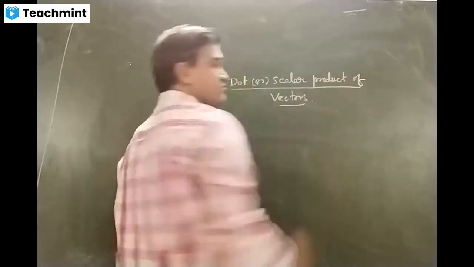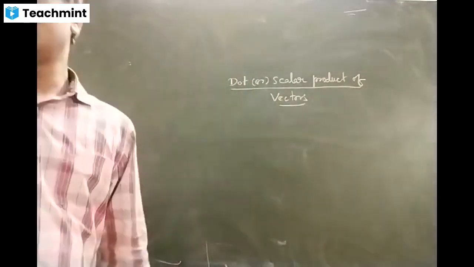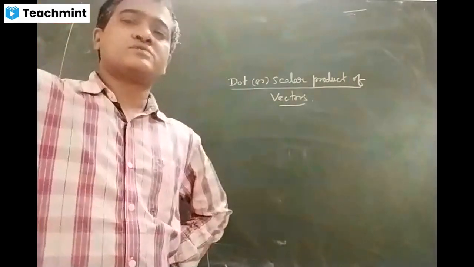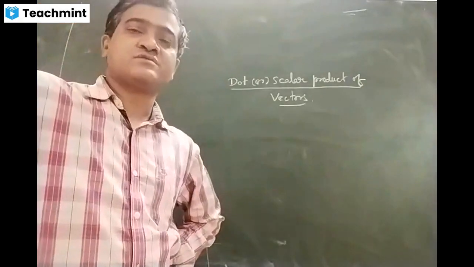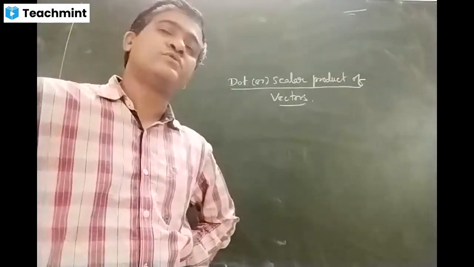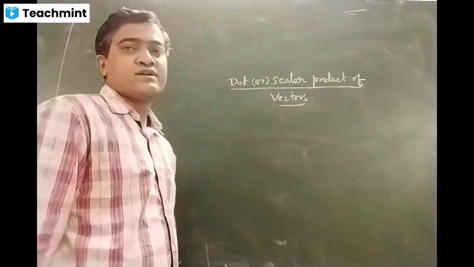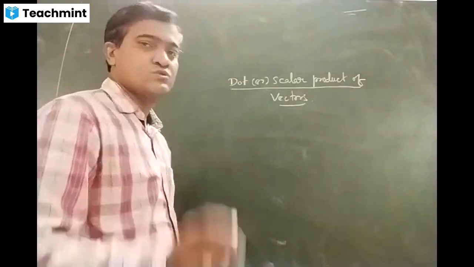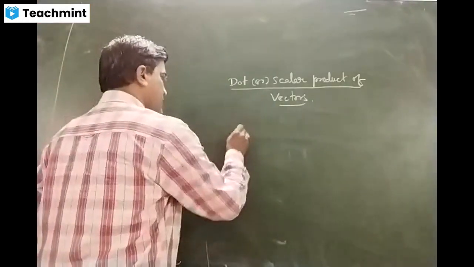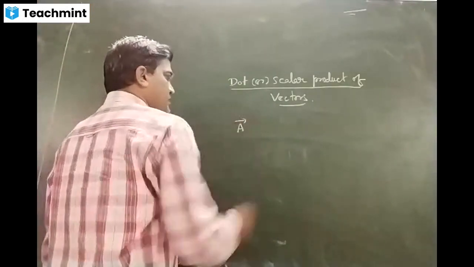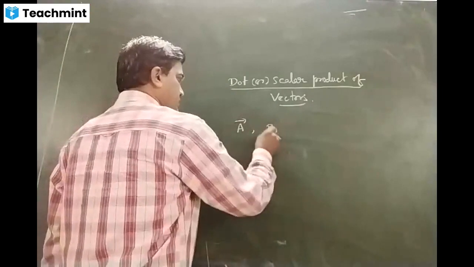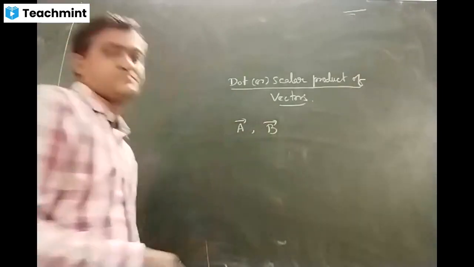Also, we'll discuss the properties of the dot product. The name itself says dot, which means I will put a dot between two vectors. It is defined as follows: if I consider two vectors, A bar is one vector and B bar is the other vector.